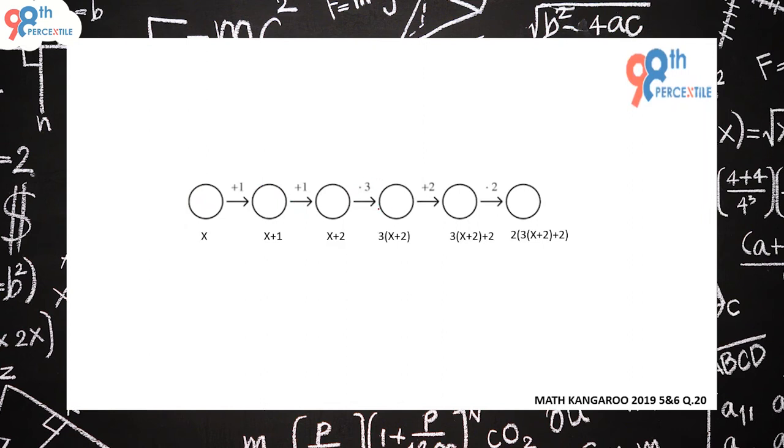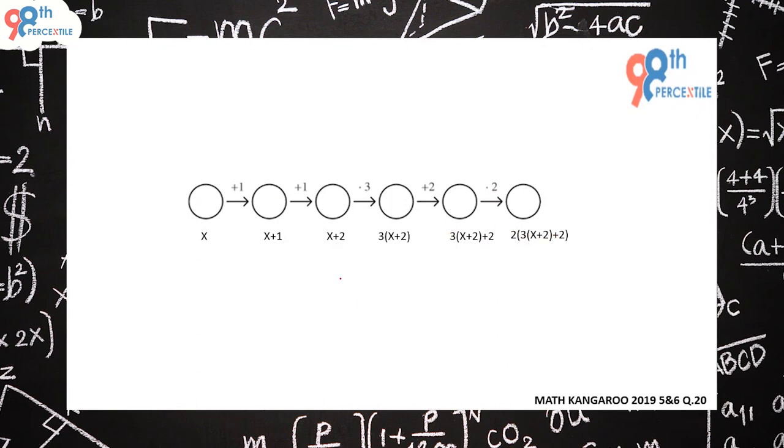So, as we see in this, let the first number be x. When it is added by 1, it would be x plus 1. Now when this x plus 1 is added by 1 again, it becomes x plus 2. Now the instruction is that it is multiplied by 3, so 3 times (x plus 2). Then this number is added by 2, so it becomes 3 times (x plus 2) plus 2. And this entire thing then gets multiplied by 2, to 2 times (3 times (x plus 2) plus 2).